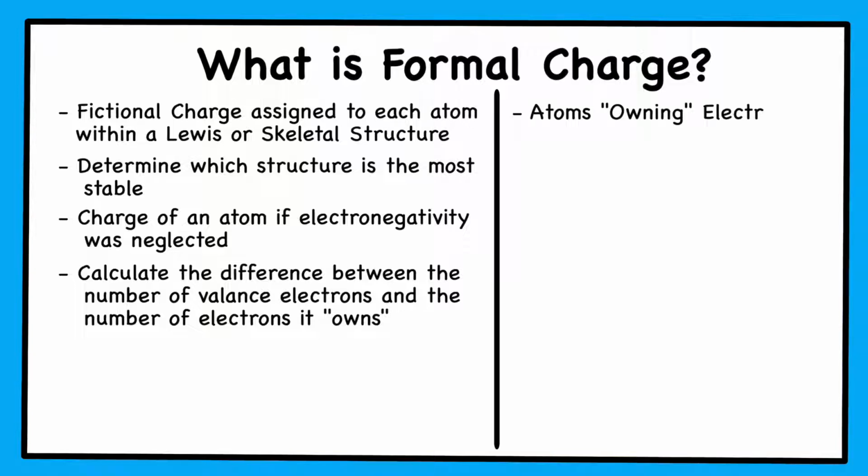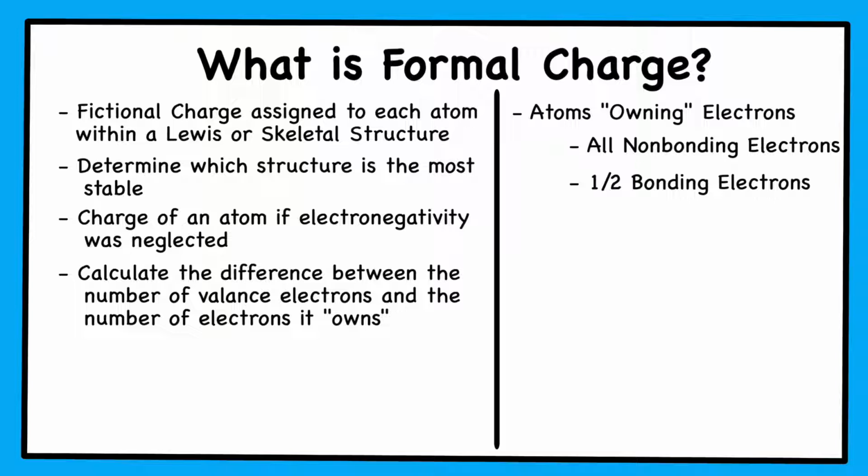An atom can be thought of as owning all non-bonding electrons around the individual atom and half of the bonding electrons around it. So the formula for an atom's formal charge is the number of valence electrons minus, in parentheses, the number of non-bonding electrons plus half the number of bonding electrons, in parentheses.